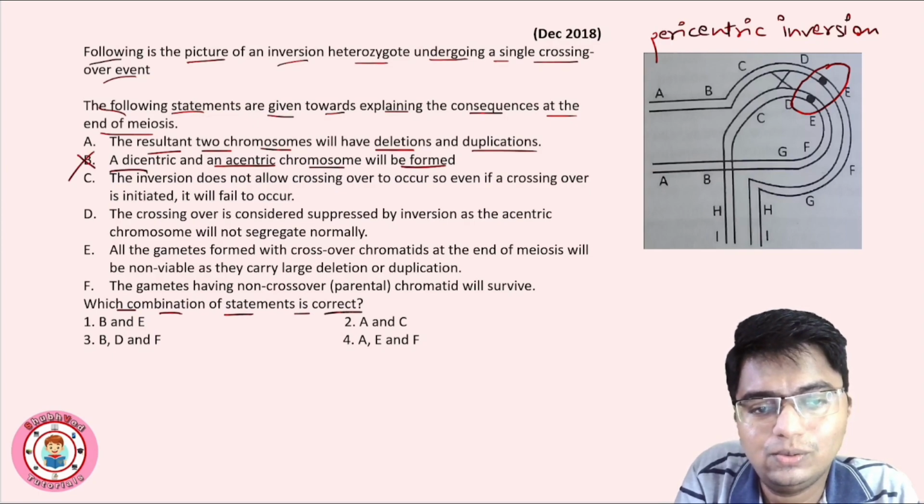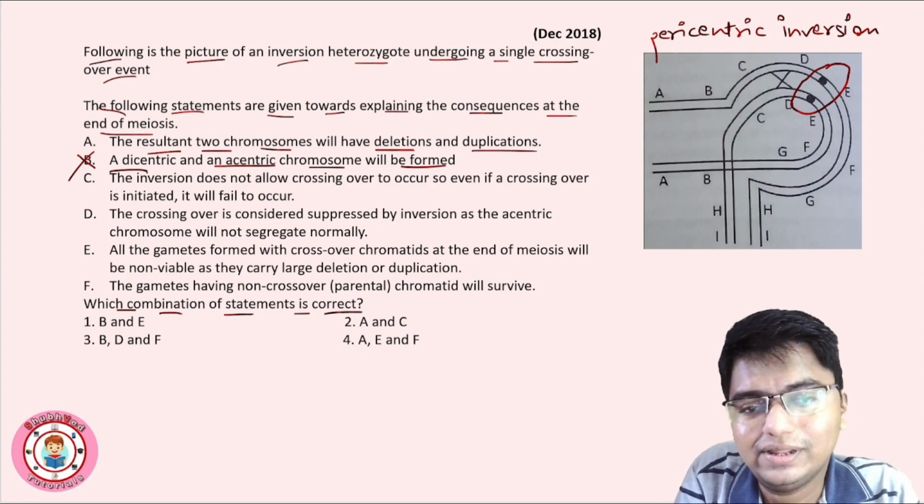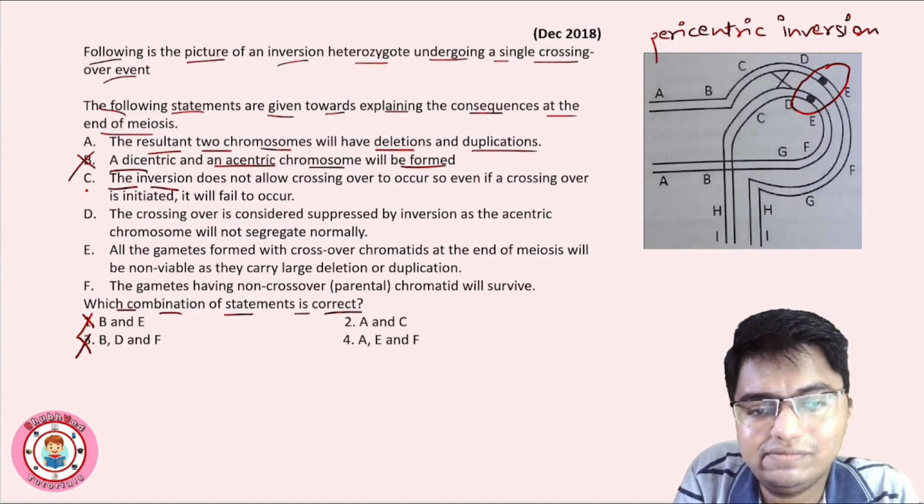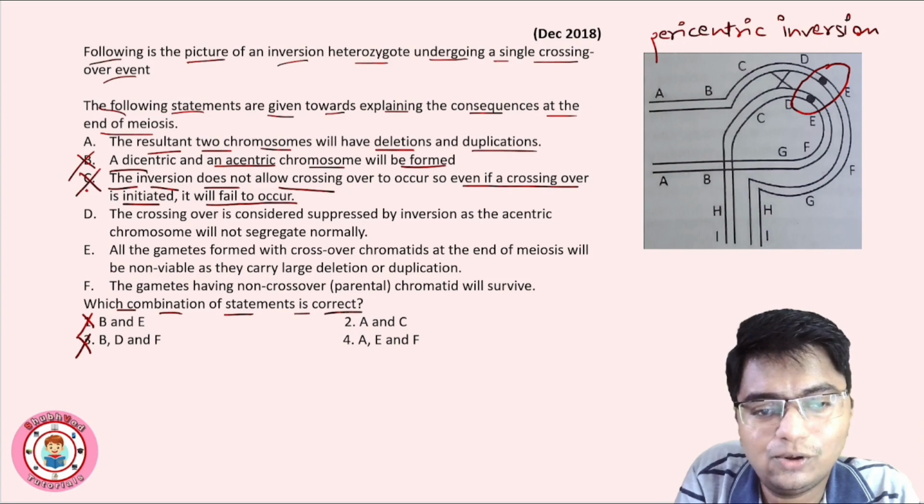No, ये तो पैरा में होता है, right? Dicentric, acentric is not seen in pericentric. So B will be wrong. Right? B will be wrong. 1 and 3 wrong. The inversion does not allow crossing over to occur. So even if a crossing over is initiated, it will fail to occur. So this is also wrong.